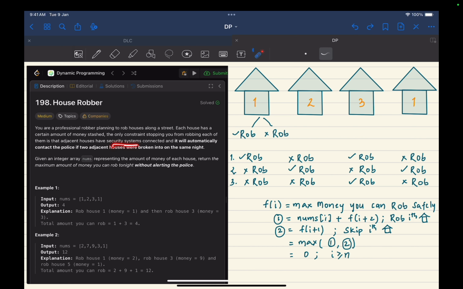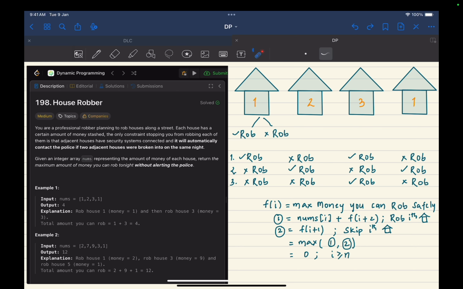have a security system connected, and it will automatically contact the police if two adjacent houses were broken into on the same night. Okay, if you rob two houses which are adjacent to each other, then the police will be automatically contacted and you will be caught. Given an integer array nums representing the amount of money of each house, return the maximum amount of money you can rob tonight without alerting the police.